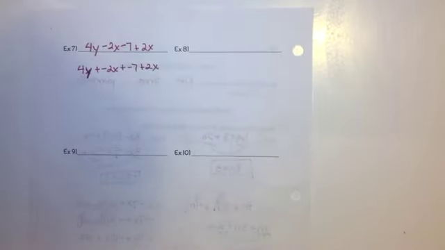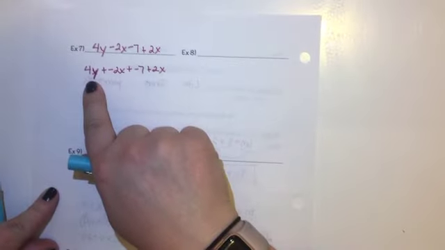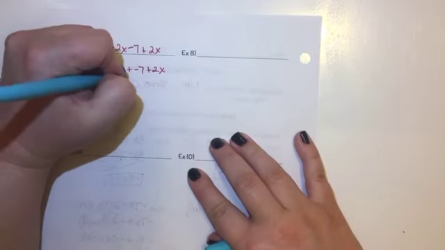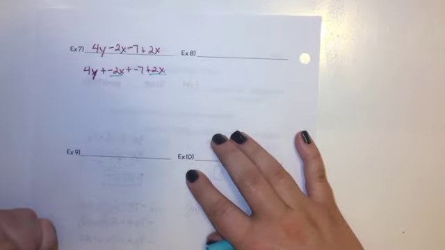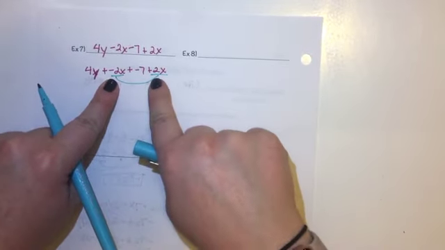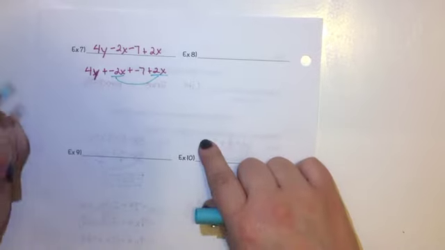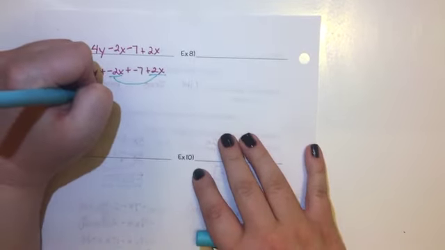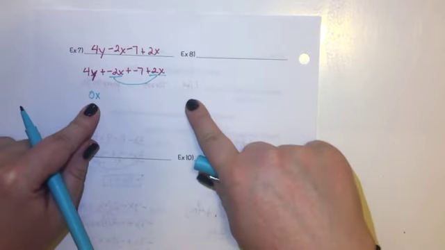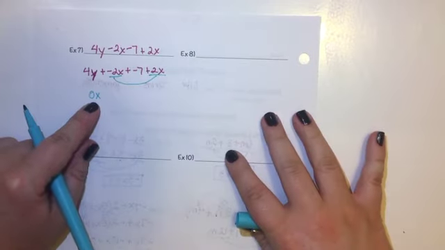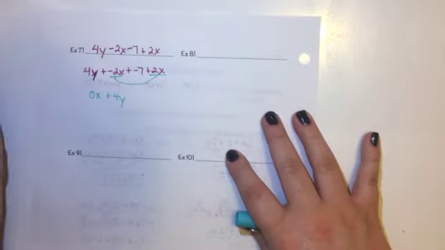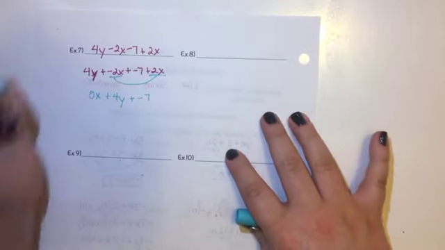Now we can go through and identify any like terms. Well, 4y actually doesn't have any like terms because there's no other y variable, but we've got negative 2x and positive 2x. Now, if you've got negative 2 and you add positive 2 to that, really that just cancels out to 0. So that's going to leave us with 0x. And remember, we like to put our variables in alphabetical order, so we actually want to put x first. We've got 0x, and then we've got plus the 4y, and then plus the negative 7.